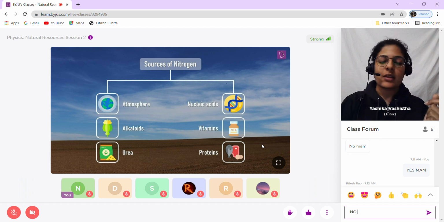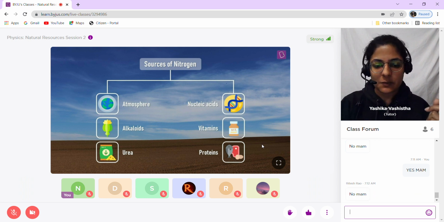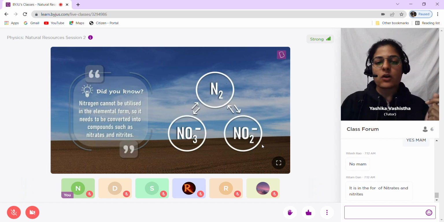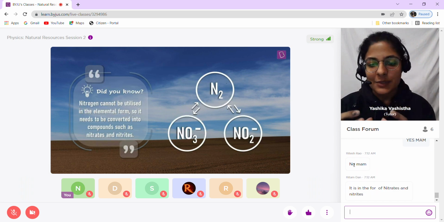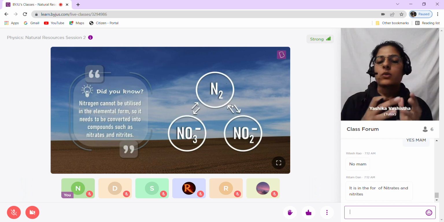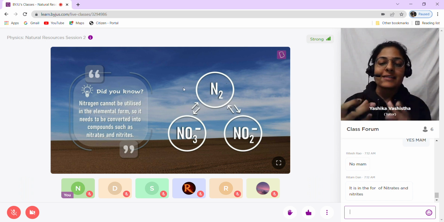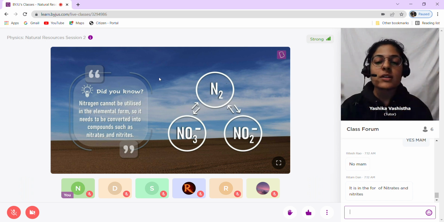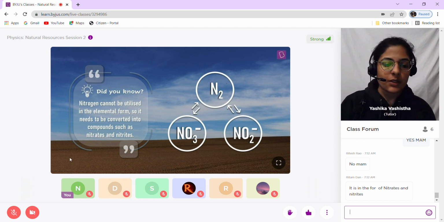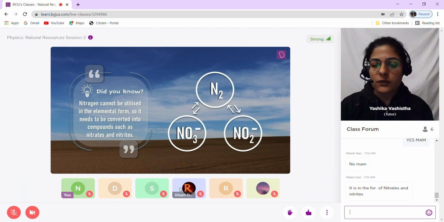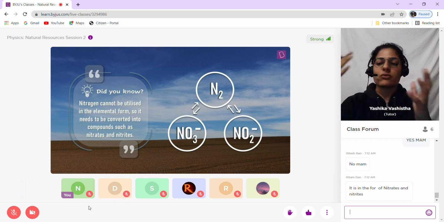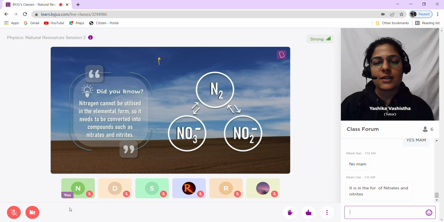No. Yes, we can't utilize atmospheric nitrogen directly, because nitrogen cannot be utilized in the elemental form. So it needs to be converted into compounds such as nitrates and nitrites so that we can consume it. All right. How is it getting converted? Let's learn about it. This whole process of conversion of nitrogen into nitrites and nitrates is called nitrogen fixation.